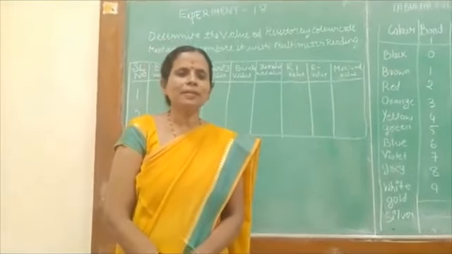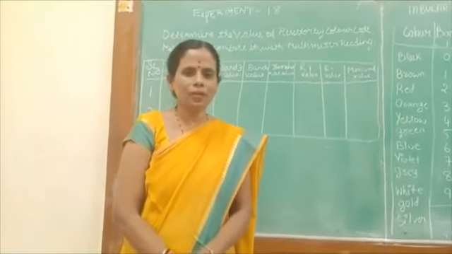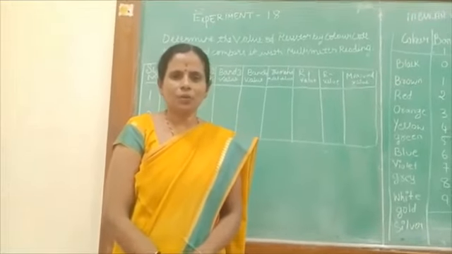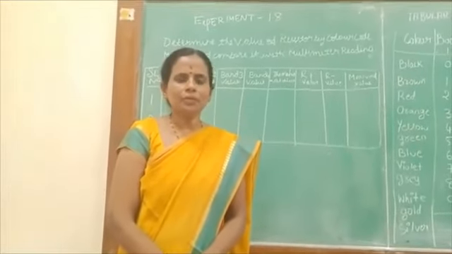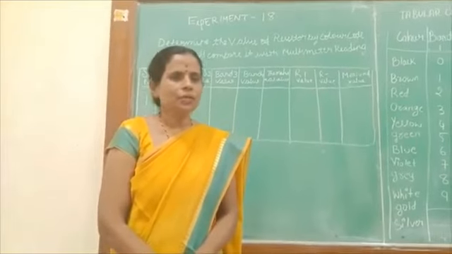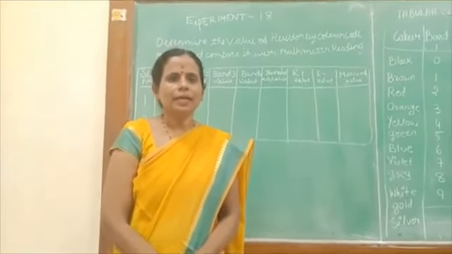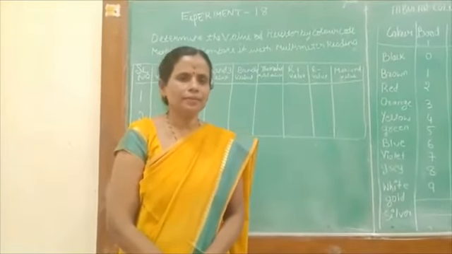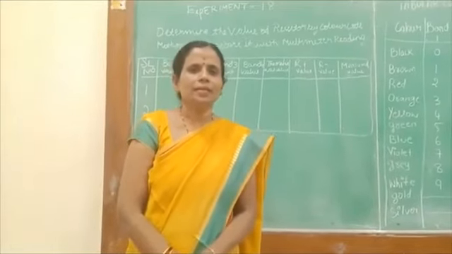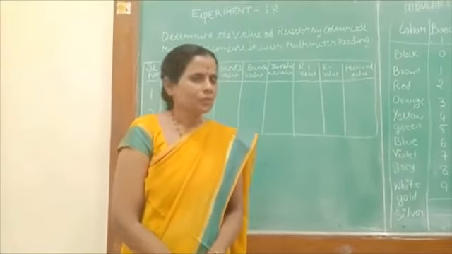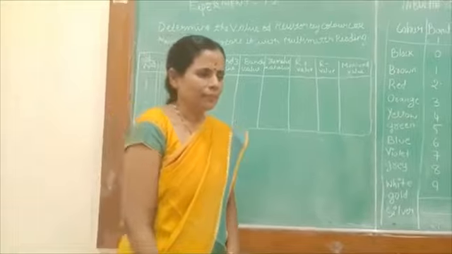In this experiment, you are going to determine the value of a resistor using the color code method, and you are going to find the value of resistance using the multimeter, and later we will compare the multimeter reading with the color code method value. So let us start our experiment.